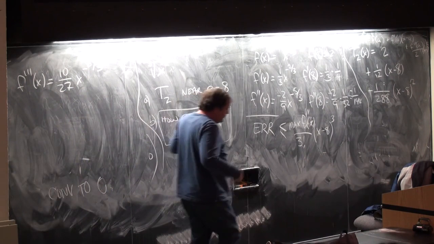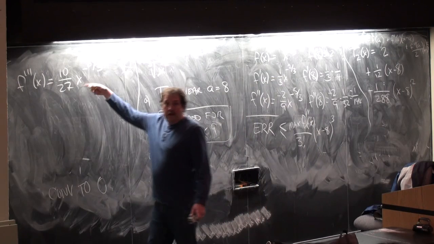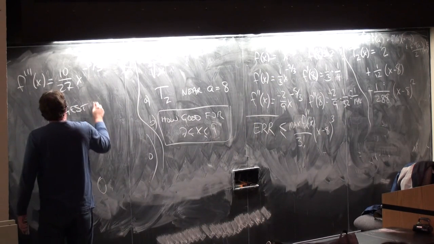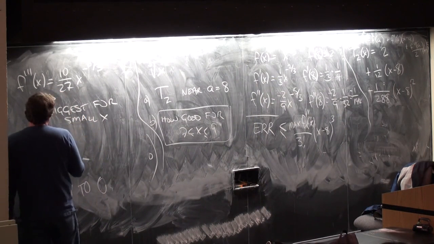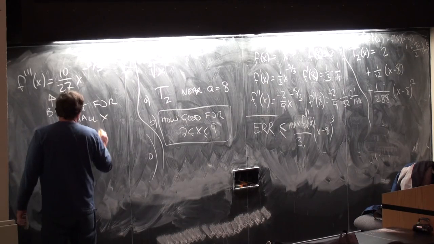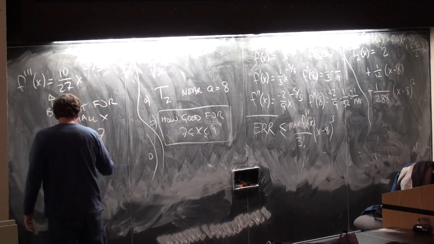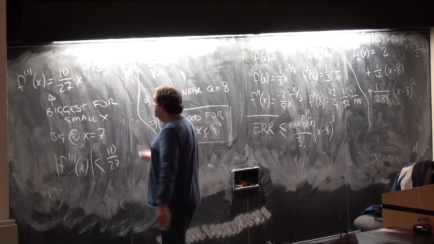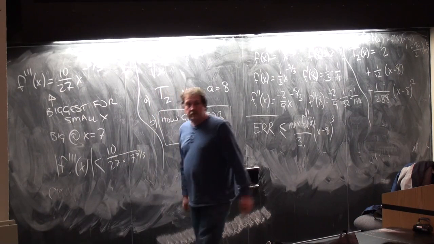So the third derivative is x to the minus 8 thirds, which is smaller for bigger x and bigger for smaller x. So we want to evaluate it at x equals 7. So this is biggest at small x. So we take x to be 7. So that gives us f triple prime of x is less than 10 27ths times 7 to the 8 thirds on the bottom, which is some number.